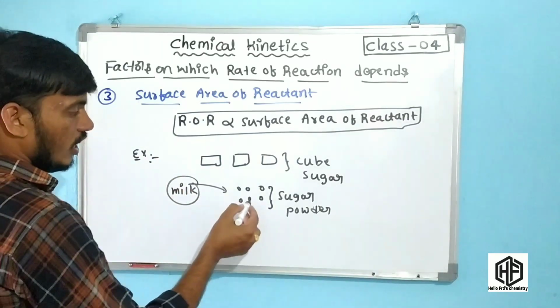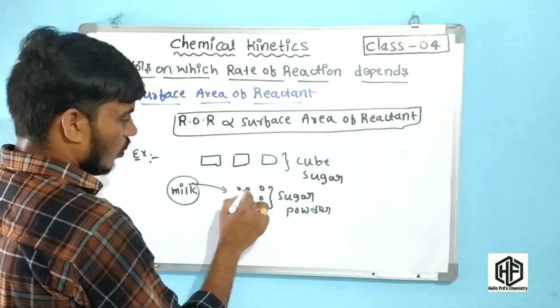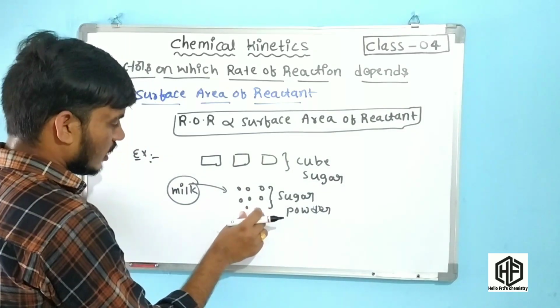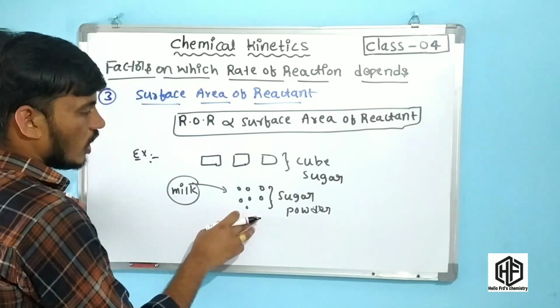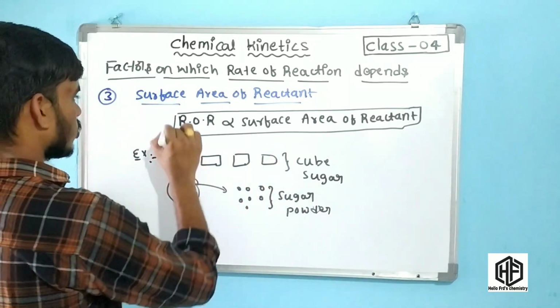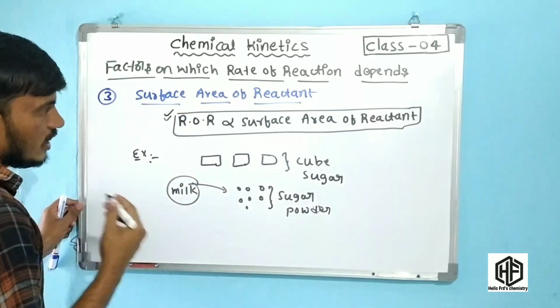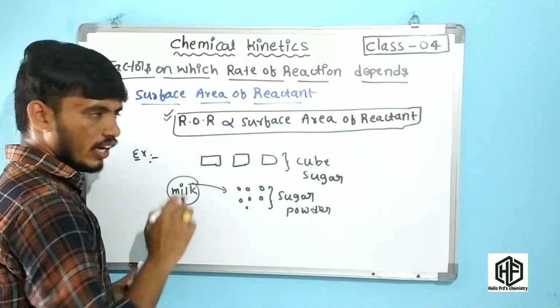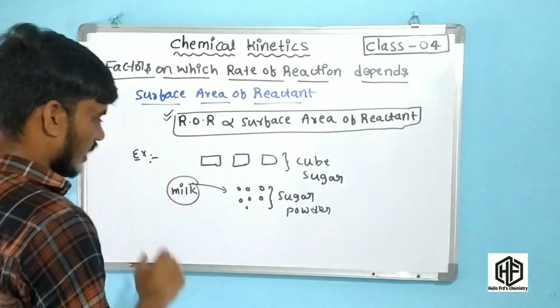Very many molecules are present on the surface. What happened, friends? Small particles are present there, and the reaction with the milk is very high. Now what happened, friends? The rate of reaction is very high. This is the concept: the surface area of reactants is directly proportional to the rate of reaction. This is clear, friends.